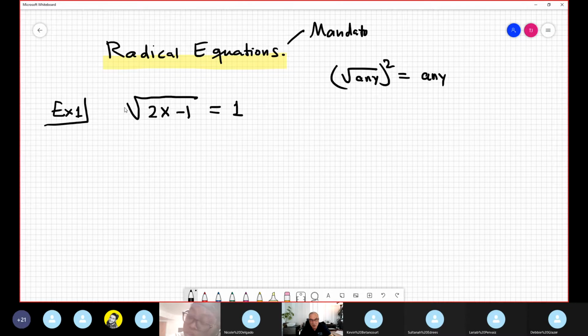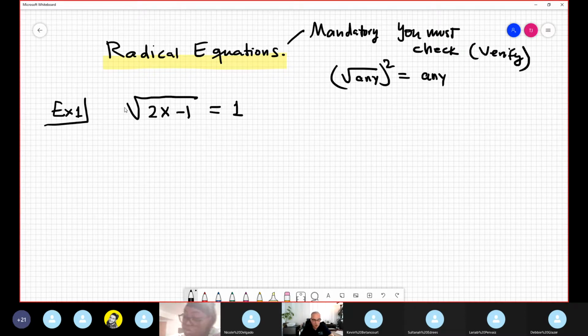In this kind of question, you must check. Checking what? The solution in the original equation, for verification. Then you need to verify. Mandatory, verify. So, okay. Now, for doing that job efficiently, I copy again my equation. Why do I copy again? Because I keep the original for the crucial moment for the checking part.